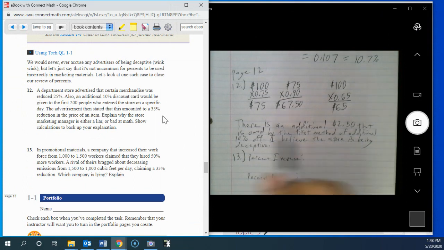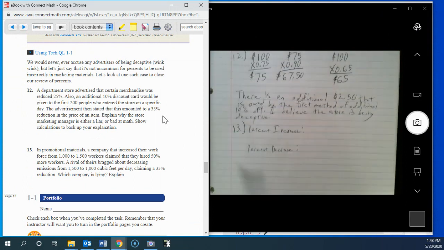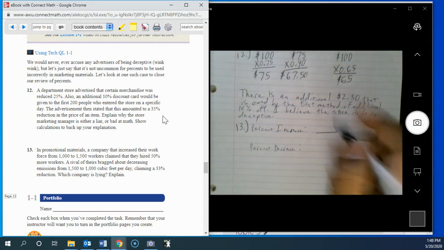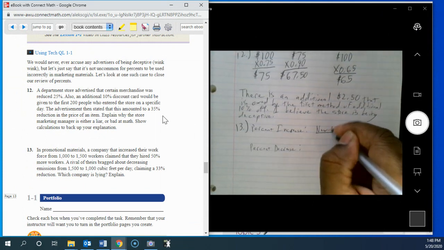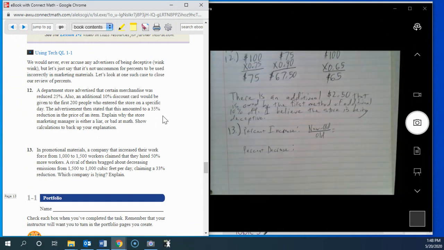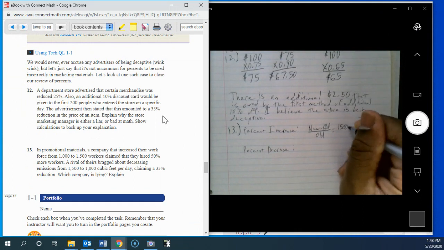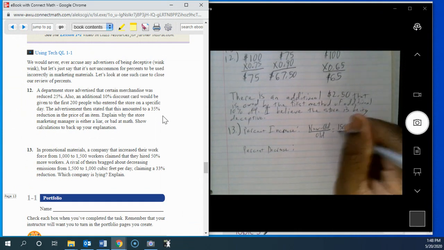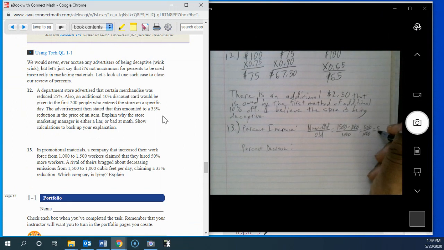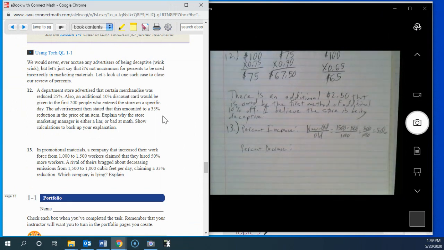The first claim was that the company increased by 50%. Now we know percent increase is new minus old divided by old. So the new value here would be 1,500. The old value would be 1,000, divided by 1,000. So this would be 500 over 1,000, which we know is 50%. So we know the first company was telling the truth. They hired 50% more workers.